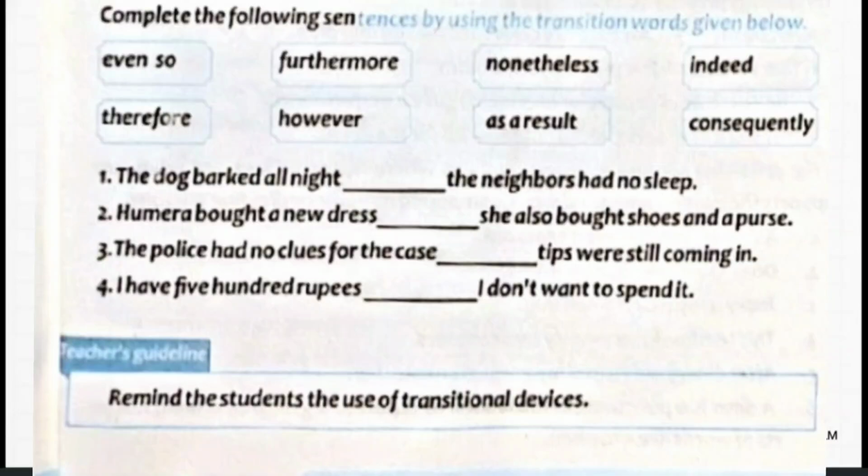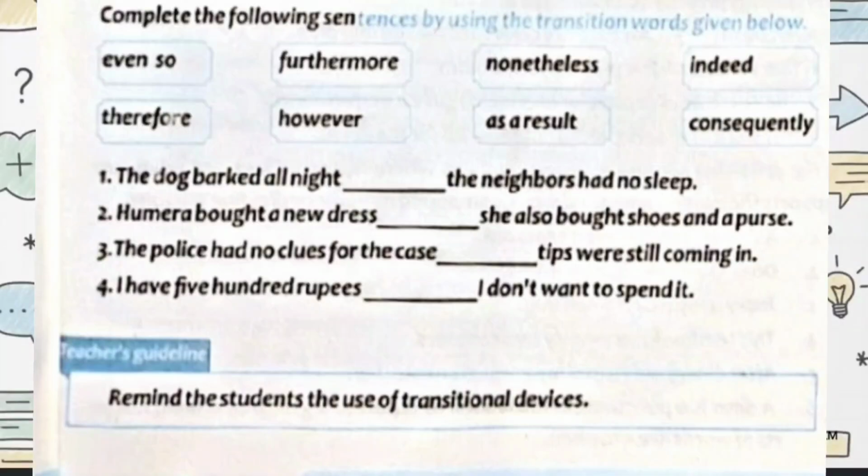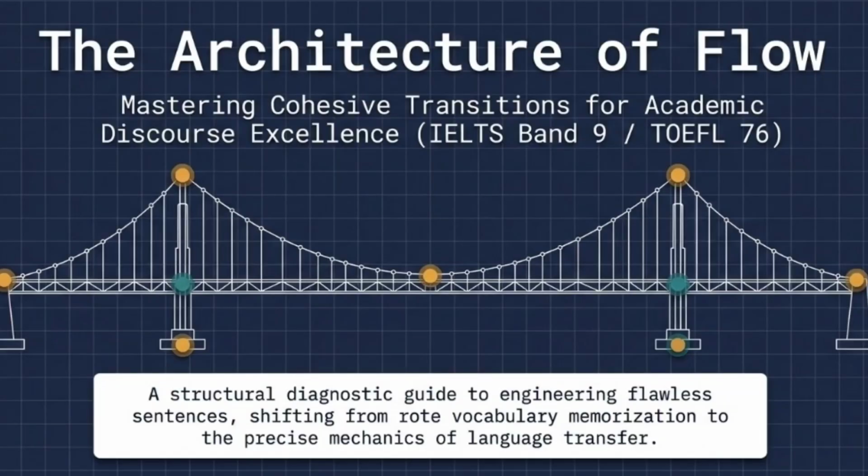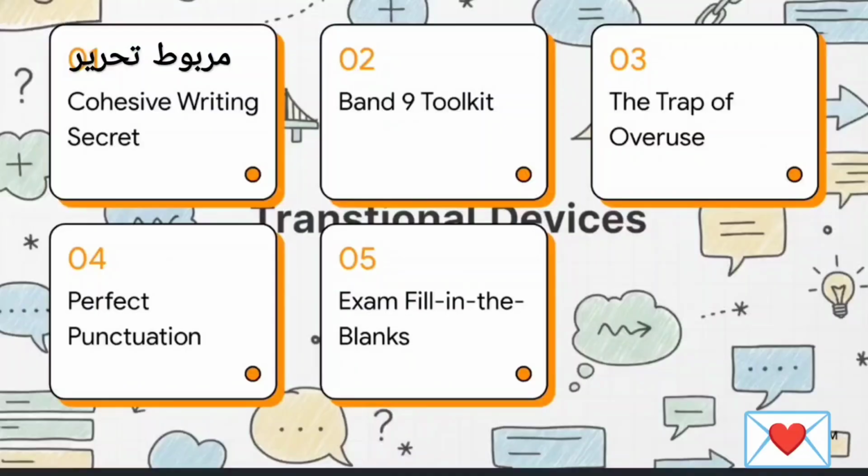Hand out those top-tier scores. All right, here is our game plan for today. 1. The secret to cohesive writing. 2. Your Band 9 transition toolkit. 3. The trap of overuse. 4. Perfect punctuation and placement. And 5. Mastering exam fill-in-the-blanks.